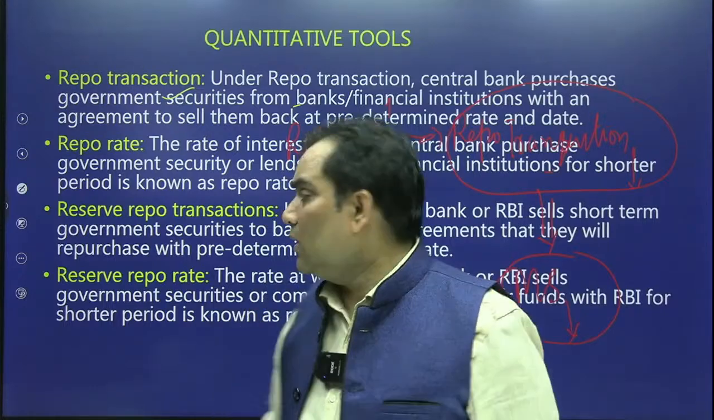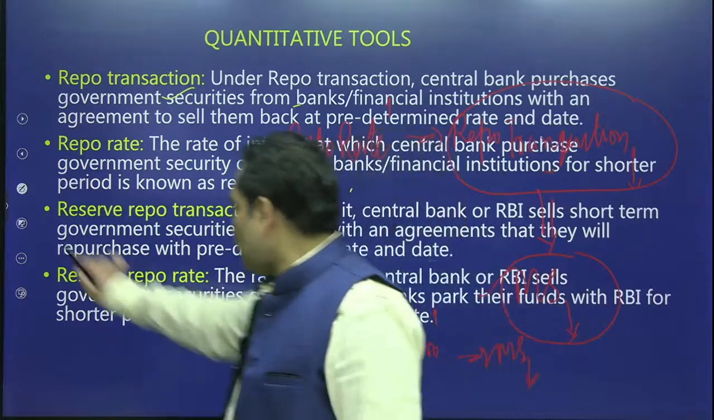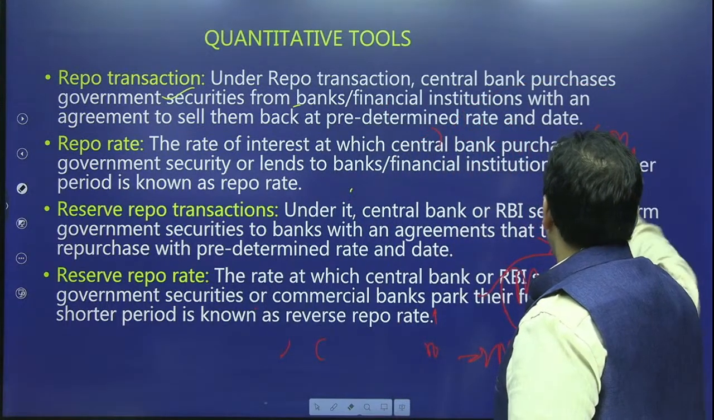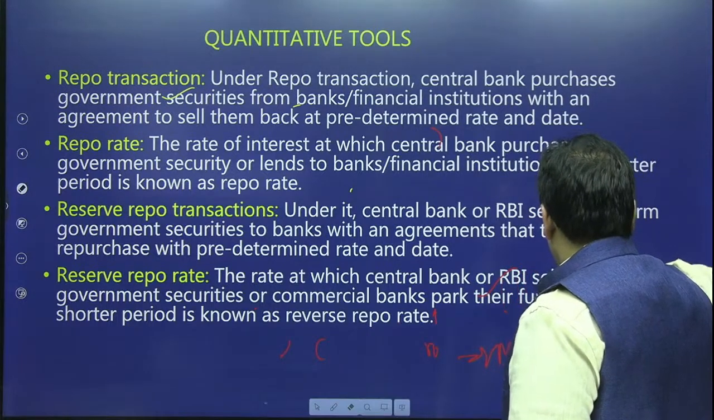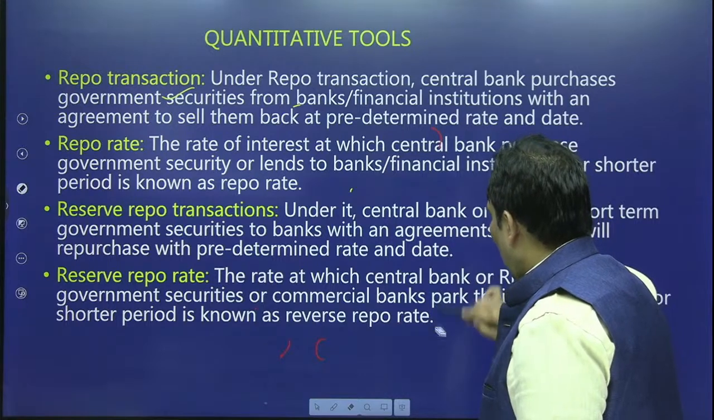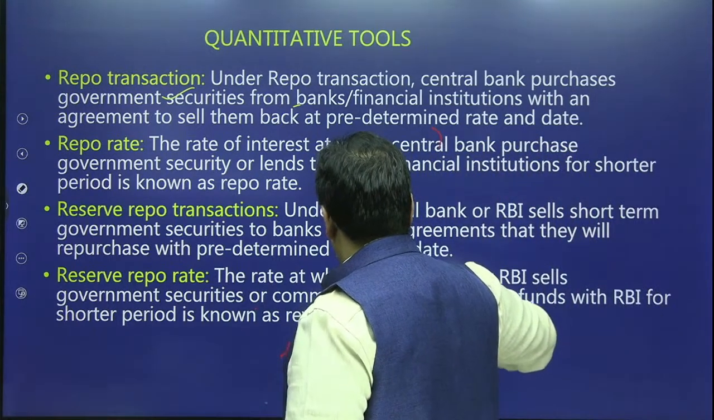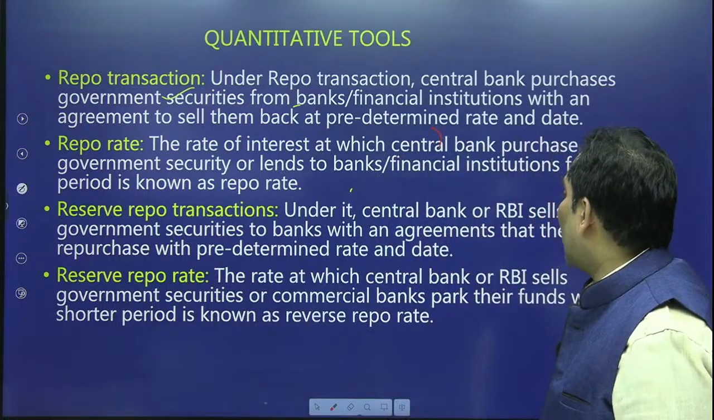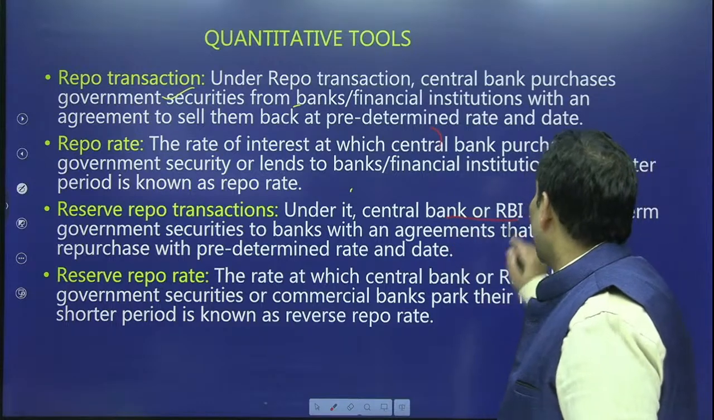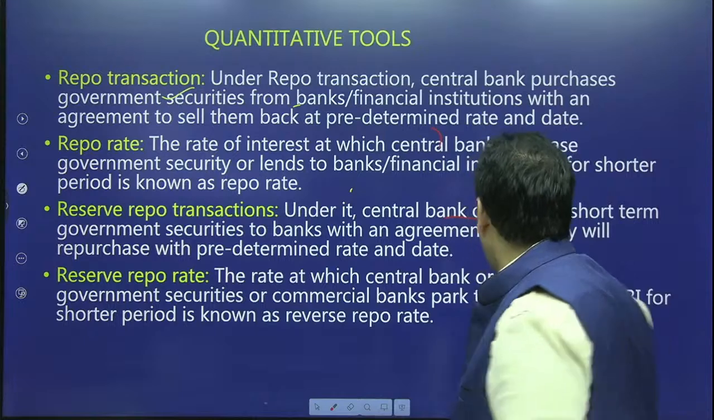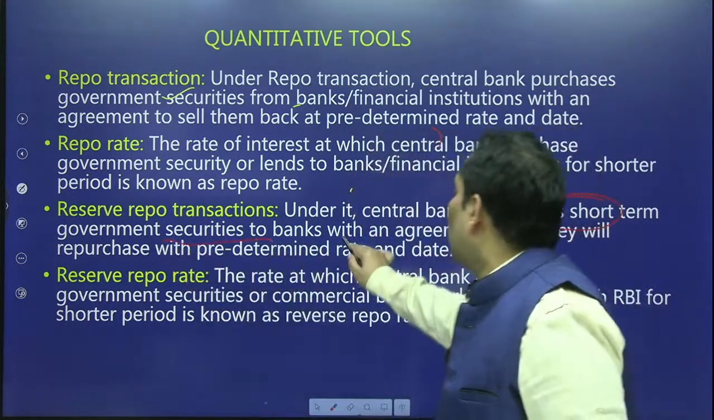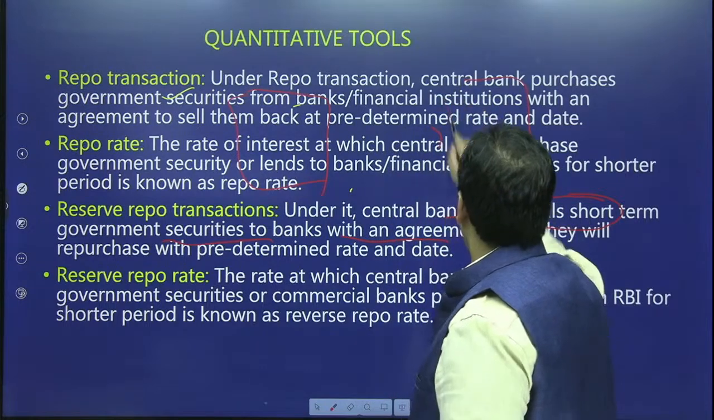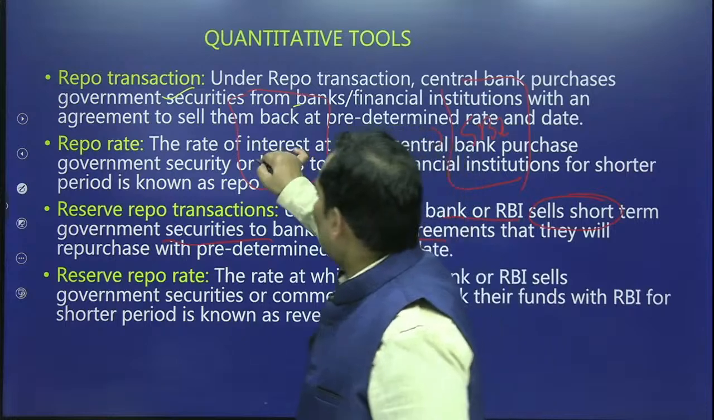Now, we are going to discuss the reverse repo transaction and reverse repo rate. What is a reverse repo transaction? Reverse repo transactions are transactions through which the central bank sells short term government securities to the banks. Be very clear. Let me make a diagram. This is RBI and this is SBI.